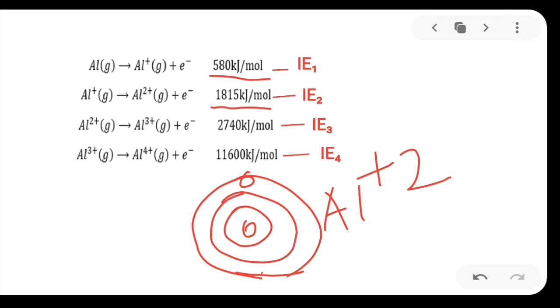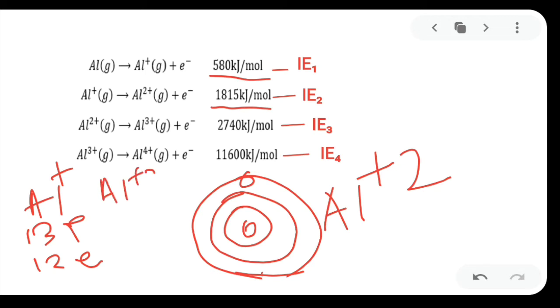कैसे बढ़ा ना? पहले in case of the Al+1, 13 प्रोटॉन था and 12 इलेक्ट्रॉन था. and in Al+2 अभी कितना इलेक्ट्रॉन हो गया? वही 13 प्रोटॉन but 11 इलेक्ट्रॉन. So as the nucleus, you can see clearly here, nuclear charge remains same but number of electrons reduces. So that effective nuclear charge on remaining electron वो क्या होता है? बढ़ जाता है. So gradually the ionization energy increases.